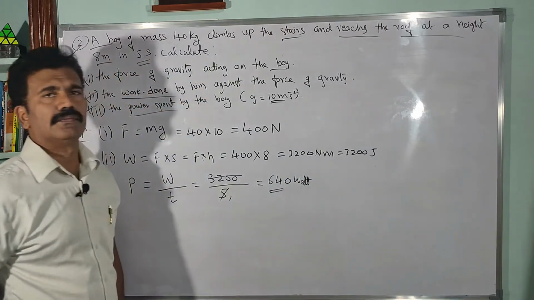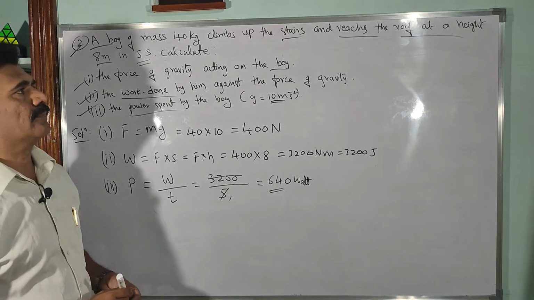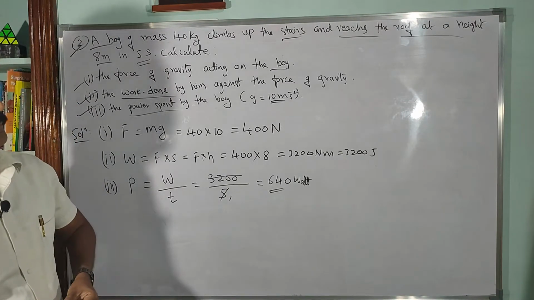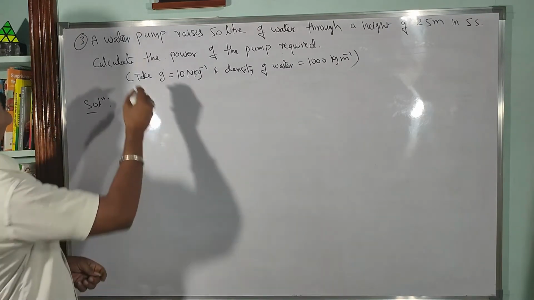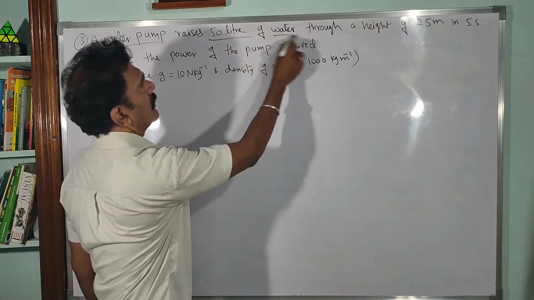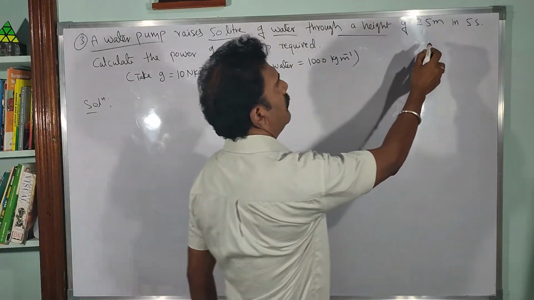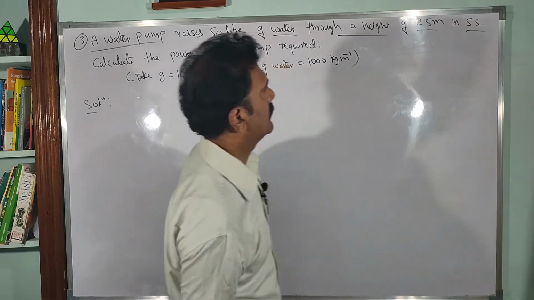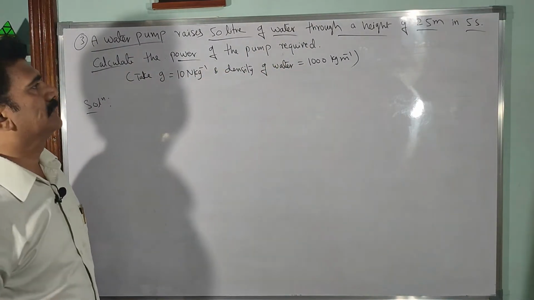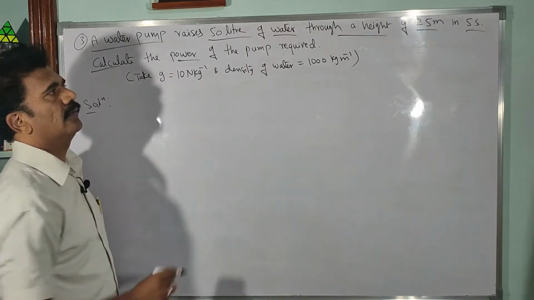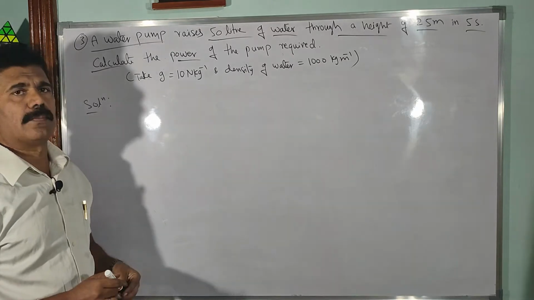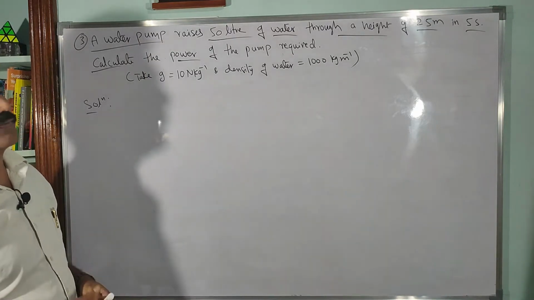Clear? So like that you can solve some simple problems first. Now let us see the next problem. In the next problem, what is asked here? A water pump raises 50 liters of water through a height of 25 meters in 5 seconds. Calculate the power of the pump required. Directly it is asked to calculate the power of the pump required. As I said, we can measure the power of the pump in terms of watts.